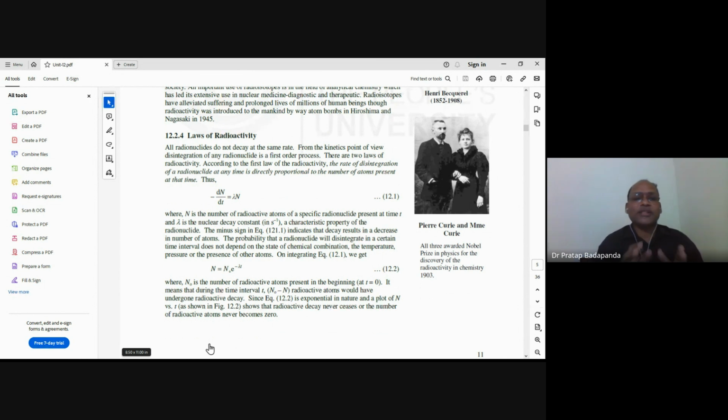So these are the laws of radioactivity. How the law will be applied, and all those things, we will discuss tomorrow, in tomorrow's class.